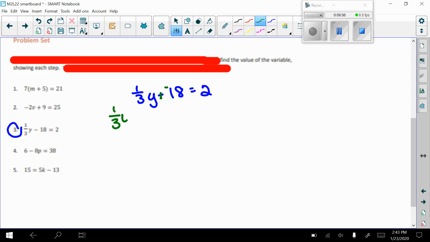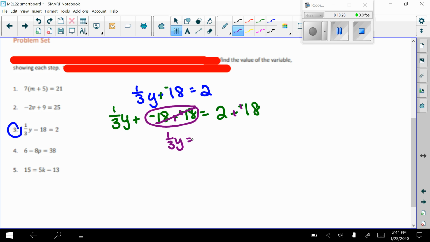So I have 1/3 y plus negative 18 minus negative 18 equals 2 minus negative 18. Ooh, that got a little confusing. So let's go through and combine and add the opposite. And that became 0, didn't it? Add the opposite. So 1/3 of y equals 20. So hang with me there. It's still the same process, but we ended up having to work with some negatives. I'm going to show it another way in a moment that would be acceptable.